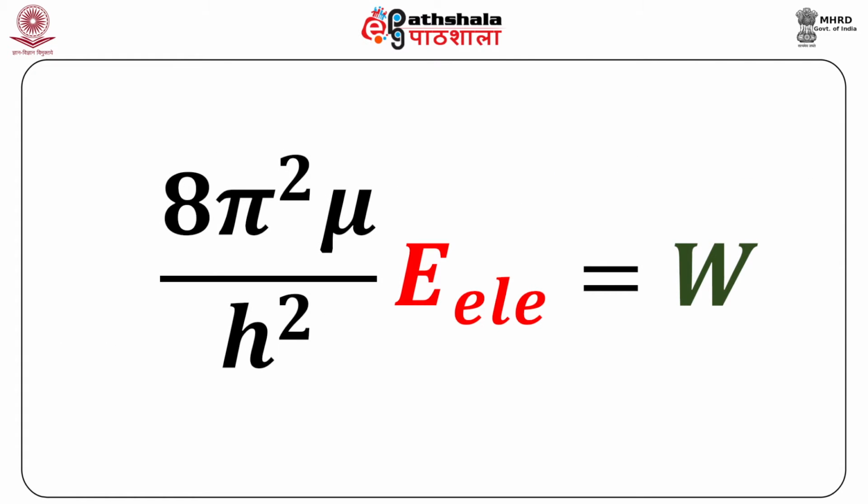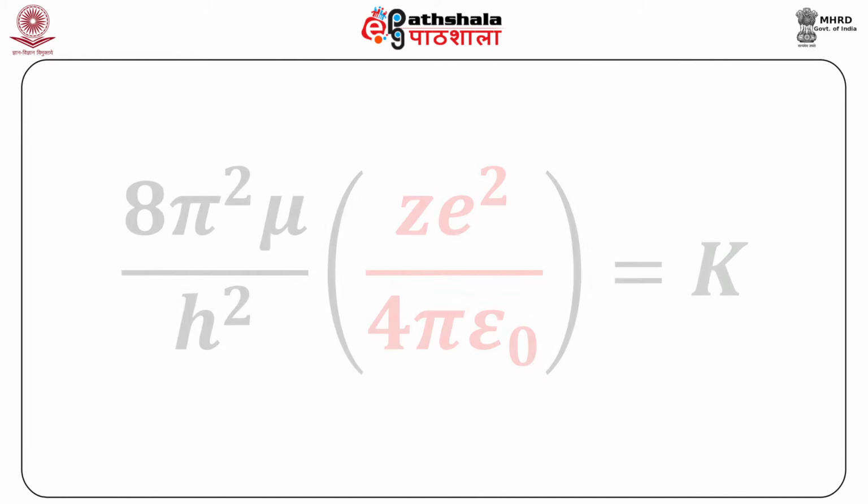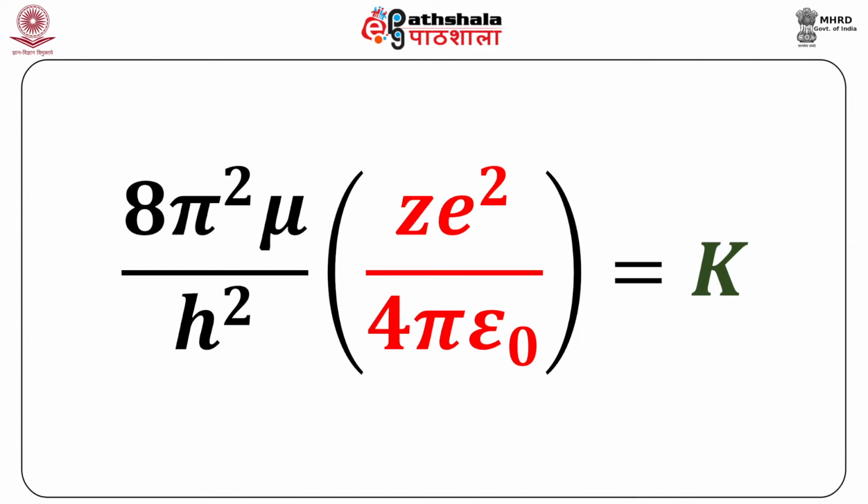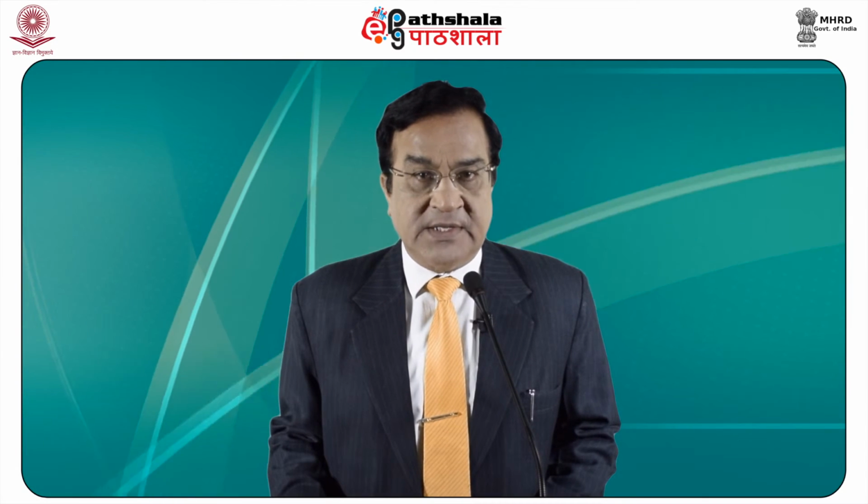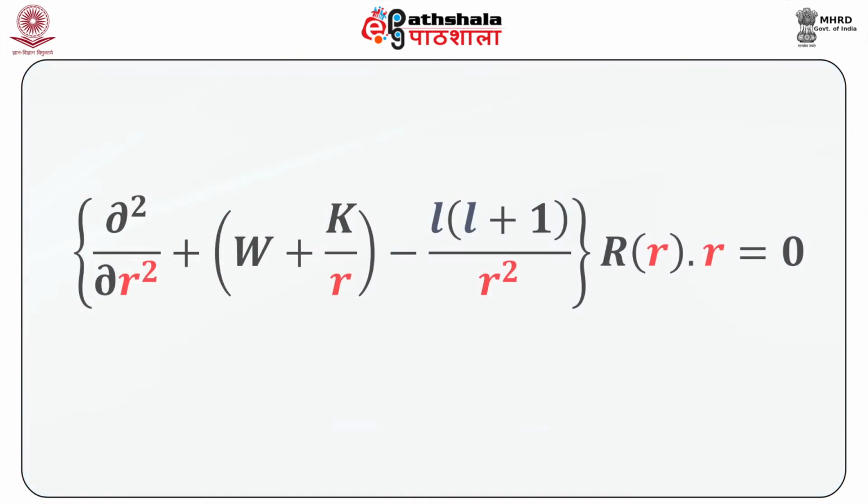Now in this equation we substitute 8 pi square mu upon h square into E electronic equals W. We are making this substitution, and we are also making the substitution that 8 pi square mu upon h square into Z e square upon 4 pi epsilon 0 equals k. Now once we make these two substitutions, we get the equation del 2 by del r square plus W plus k by r minus L into L plus 1 upon r square, parenthesis closed, r R equals 0.